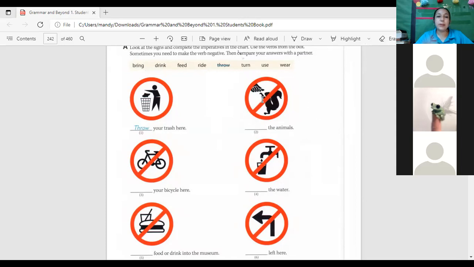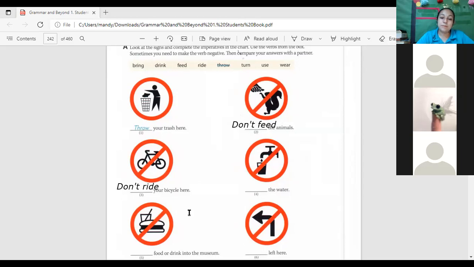Okay. But is this one positive or negative? Negative. Okay, it's negative. So you say, don't feed the animals. Yes, because this one is not allowed. Okay, don't feed the animals. Next one, your bicycle here. What do you think? Don't ride. Don't ride your bicycle here. Okay, don't ride your bicycle here.